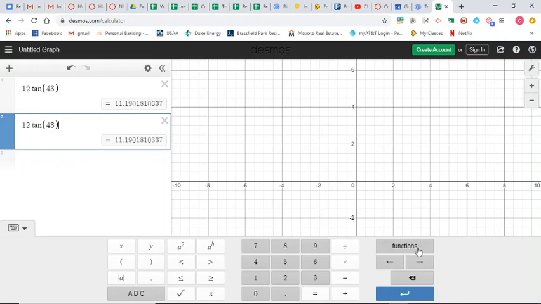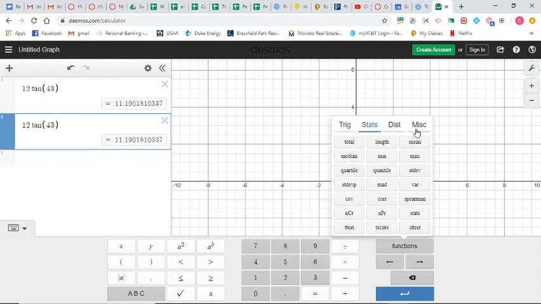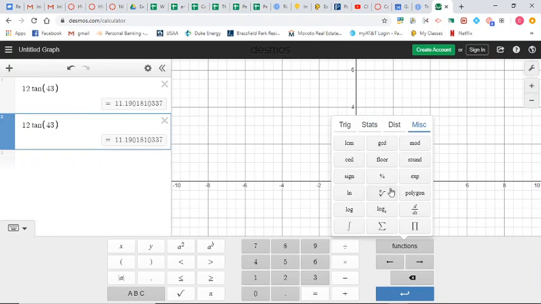The function tool is really cool on Desmos because you can get to any kind of function that you need. We have all the trig stuff, stat stuff, and miscellaneous stuff, like square roots and different things, and fractions. Actually, that's not a fraction, don't click that. That's actually a derivative. But anyways, you have all types of functions in here if you need to use them. That's where you go to type that in.